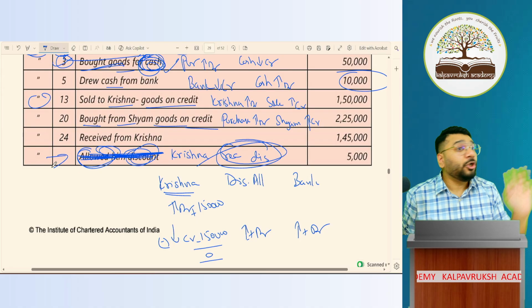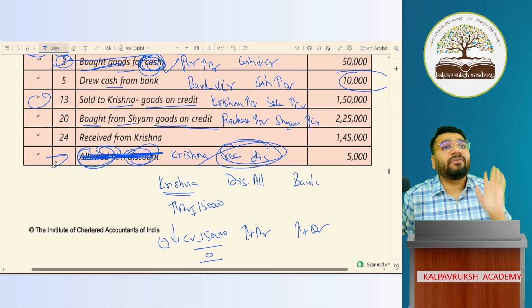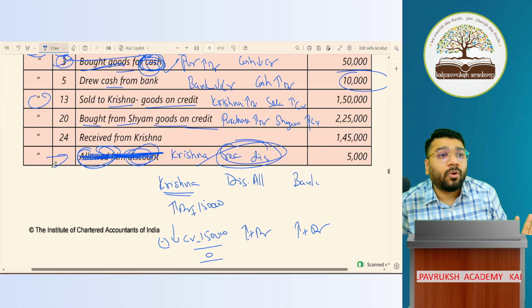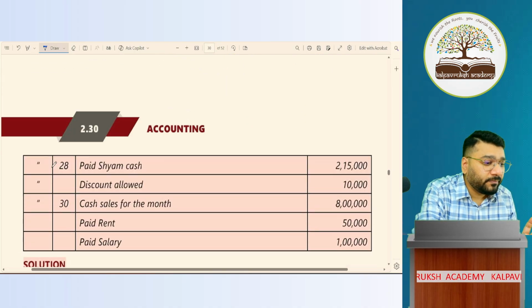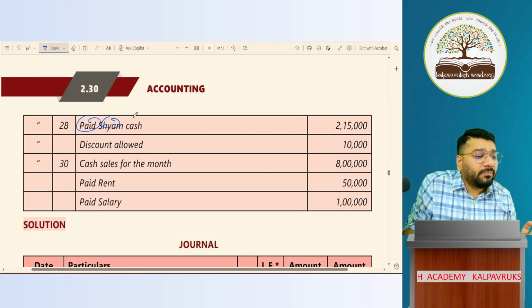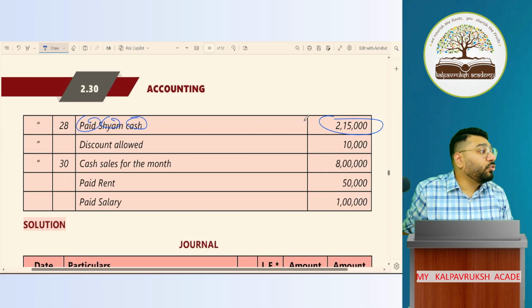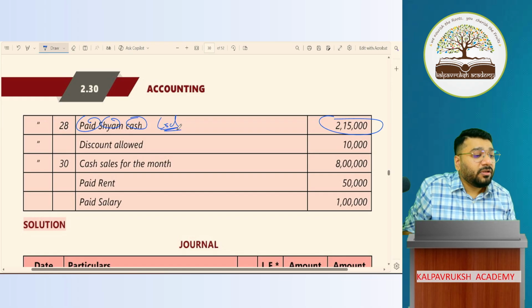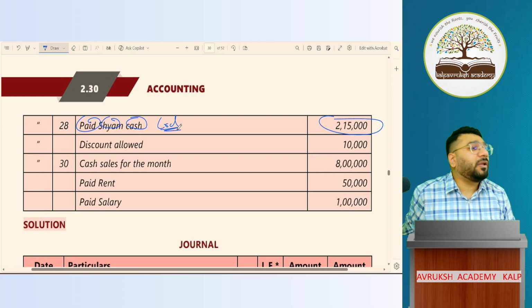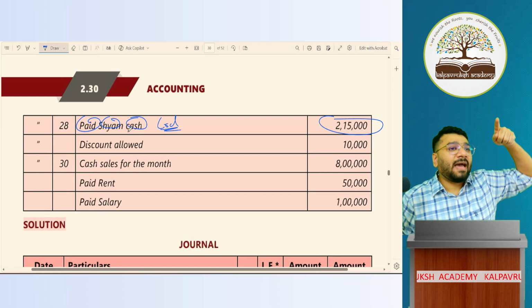You have to be very clear. Don't by-heart entries. Understand the language of the question. Understanding the language is very, very important. Okay? Next: paid Sham cash 2,15,000. Who is Sham? Creditor. Very good. We are making a payment of 2,15,000. I said no, they'll scam you.